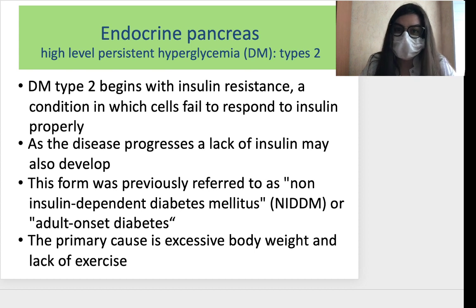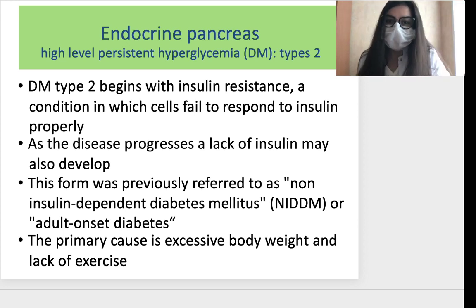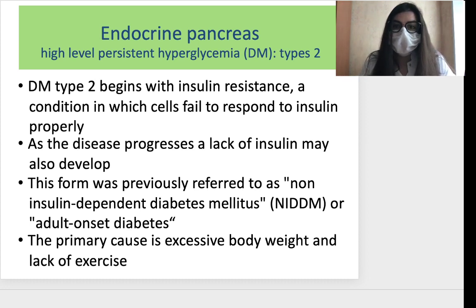And we have a little bit different situation in diabetes mellitus type 2. It begins with insulin resistance, a condition in which cells fail to respond to insulin properly. Yes, there is enough insulin, but sensitivity to this insulin is very low and the effect from this insulin is not enough. As the disease progresses, a lack of insulin may also develop. Yes, in type 2 diabetes mellitus, there can be secondary insulin deficiency. This form was previously referred to as non-insulin dependent diabetes mellitus or adult onset diabetes. The primary cause is excessive body weight and lack of exercise.